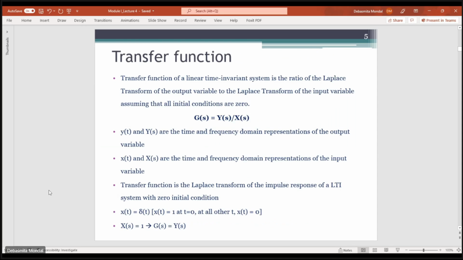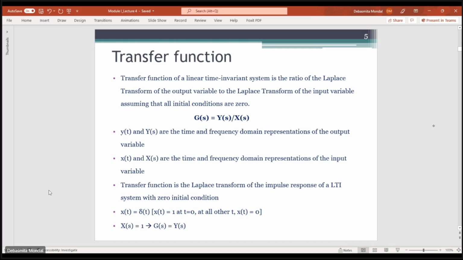So now, talking about the transfer function, we were talking about this yesterday. The transfer function is basically defined as the ratio of the Laplace transform of the output variable to the Laplace transform of the input variable. But the main assumption is that all the initial conditions are assumed to be 0.